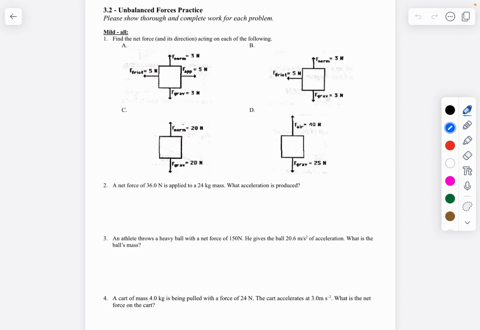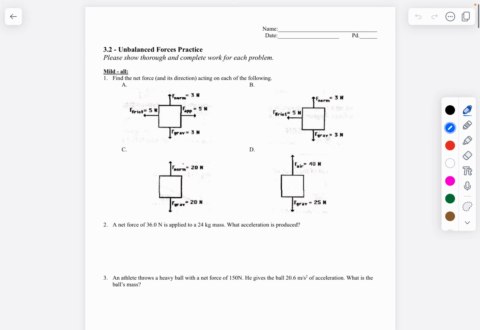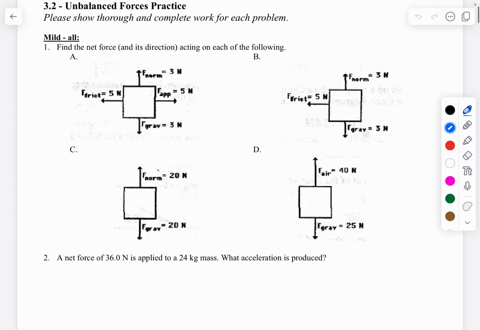So, anyways, let's start with problem 1A. I'll do 1A and maybe 1C or something. Then you can do 1B. Then you can do the rest of them. Okay, so let's look at A. It's asking us to find the net force.